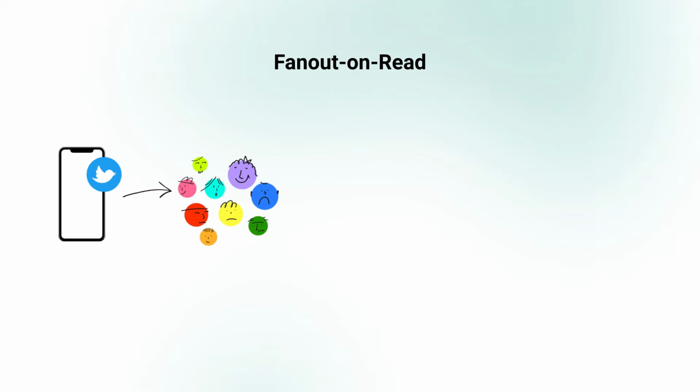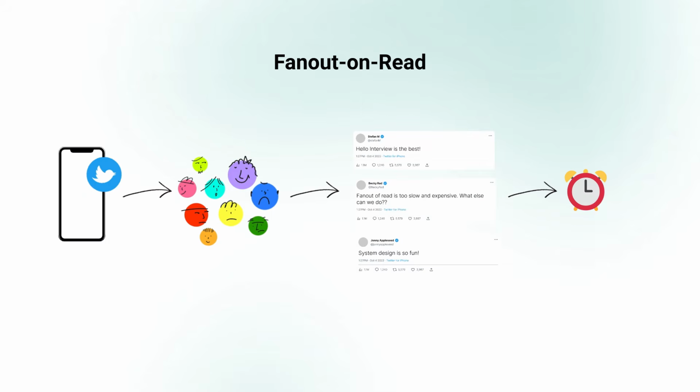The simplest way to construct a timeline is by doing what's often referred to as fanout on read. When a user requests their timeline, we query the list of accounts that they follow, fetch all of the tweets from these accounts, sort by time, and then return the timeline. As you can tell, this is pretty slow and expensive, so it would fail to satisfy our non-functional requirements around low latency retrievals.